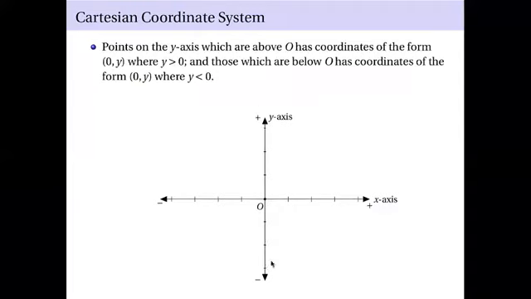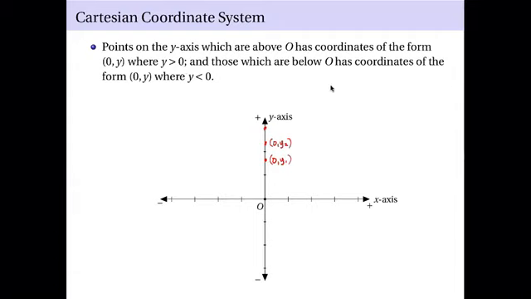So now we consider this y-axis. Points on the y-axis which are above O, so all the points somewhere here or here or here, these are all above O. They will have coordinates of the form 0, comma y, where y is positive. So for example, if we label this as 0, comma y1, and here you have 0, comma y2, these y1 and y2 are both positive.